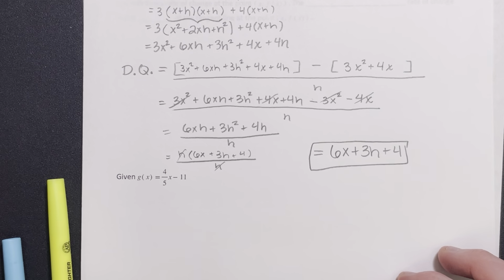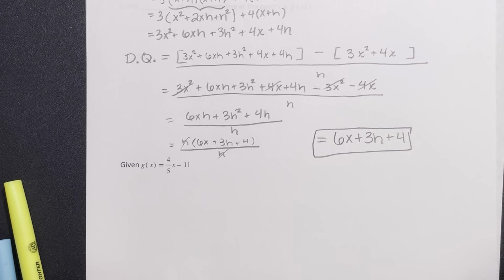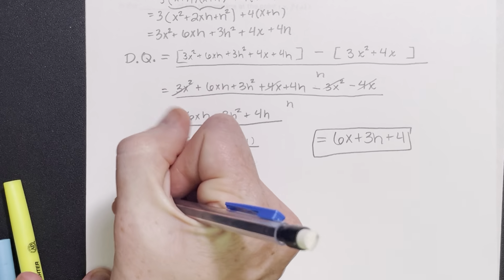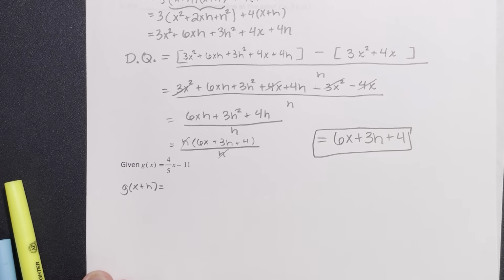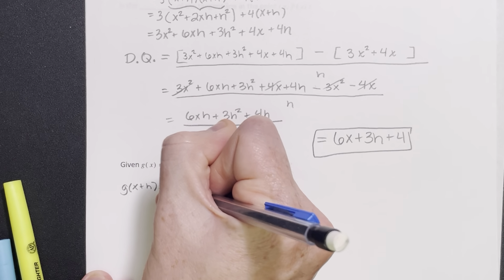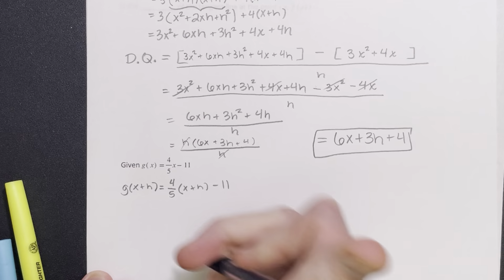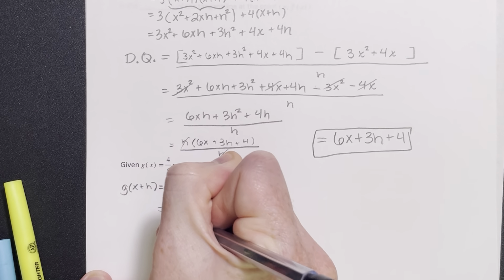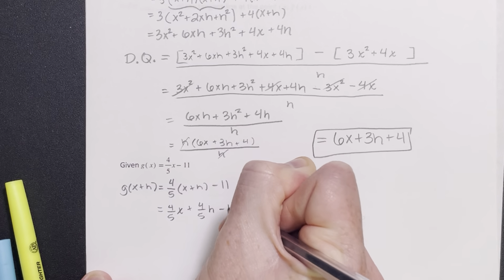There's one more for you to try, and it is a linear example. Now, linear ones are actually easier than quadratic ones, but this one has a fraction, and sometimes the fractions scare people off. If we brave through it, we do g of x plus h first. So we're replacing that x with x plus h, which leaves me with 4/5 x plus 4/5 h minus 11.